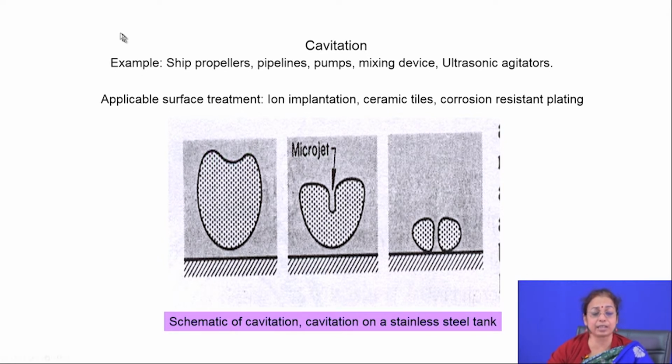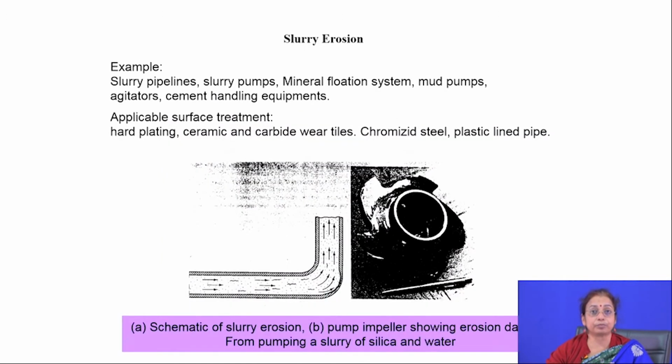So, typical examples are in ship propellers, pipelines, pumps, mixing devices and ultrasonic agitators. And if you are interested to get rid of this kind of cavitation erosion phenomena, you have to apply surface treatments like ion implantation, ceramic tiles, corrosion resistant plating. These are all the techniques, or precautionary measures, you have to take in order to reduce the cavitation erosion phenomena.